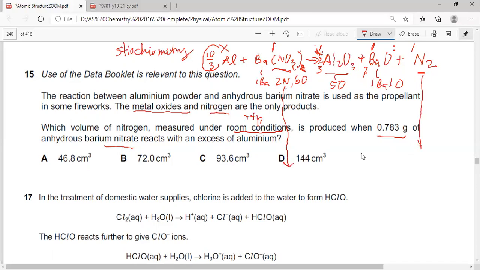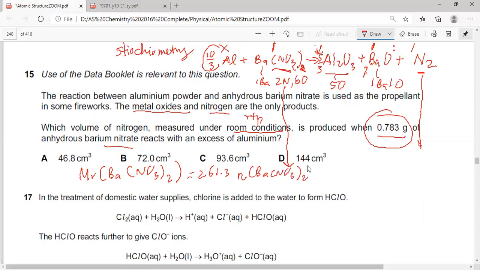This is the number of grams. So what's the Mr for barium nitrate? I found it out here to make it easier for you and me. It equals 261.3. So the number of moles of barium nitrate.